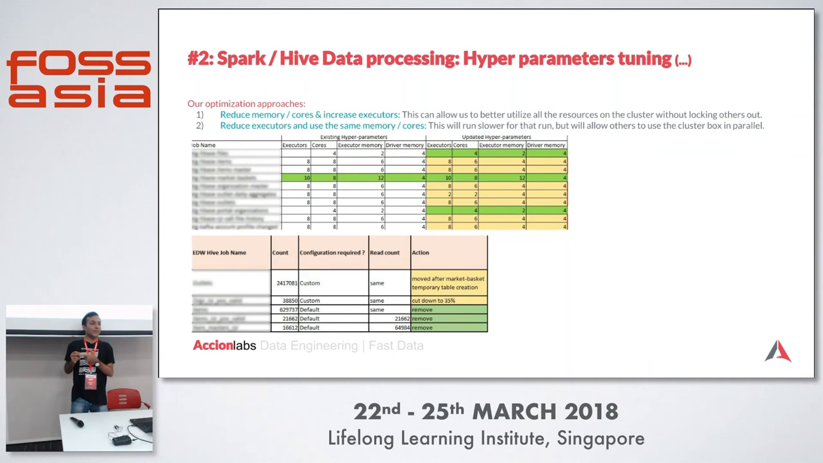So the problem happens like this: five people are working, right? If I run my job, other people will complain, because there is no space remaining on the Spark cluster, this guy is taking the entire memory.